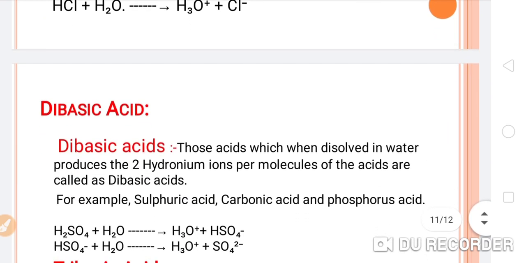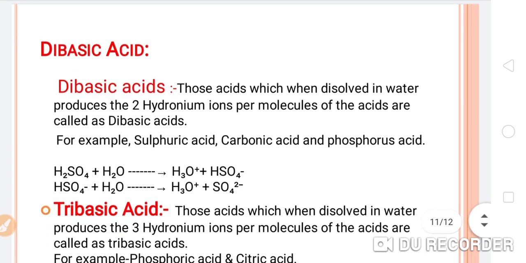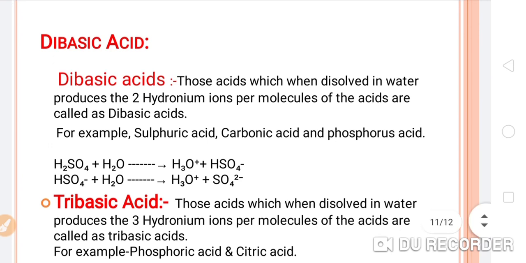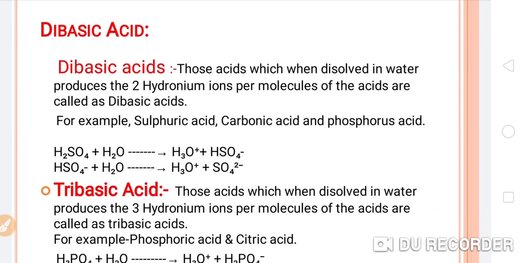Second, that is dibasic acid. Dibasic acids are those acids which when dissolved in water produce two hydronium ions per molecule of the acid. So, for example, let's see sulfuric acid, carbonic acid and phosphorus acid.